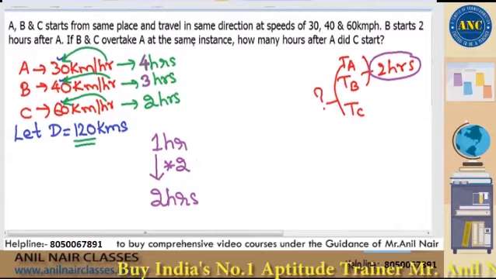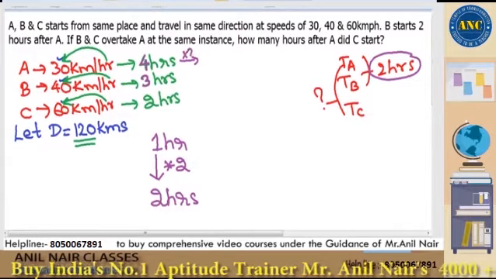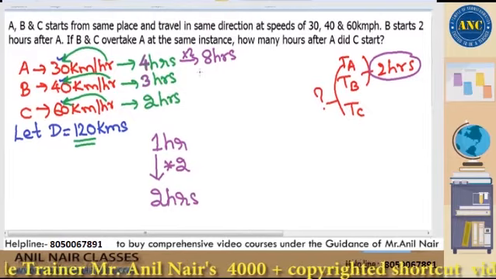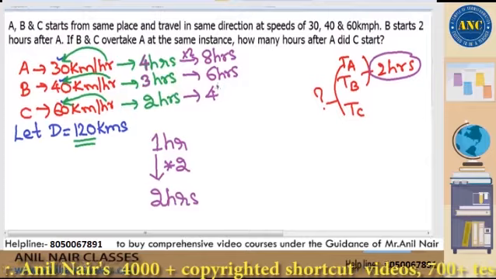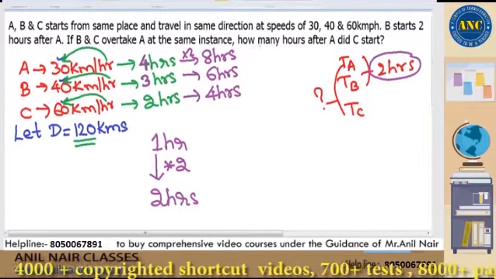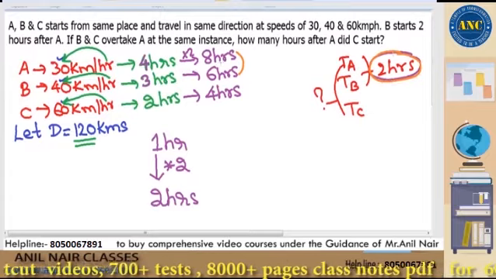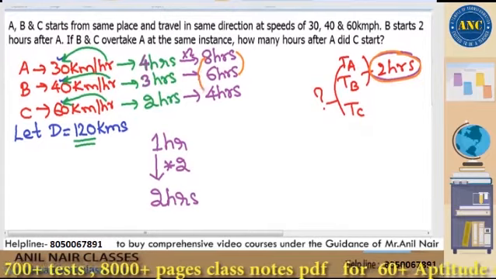Multiply by 2. All these values also multiply by 2. So this becomes 8 hours. This becomes 6 hours. This becomes 4 hours. Now observe that the time difference between A and B is 2 hours, which is actually true according to the question. They are asking you the time difference between A and C.